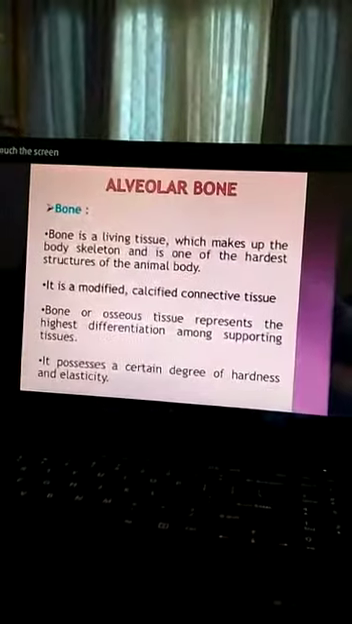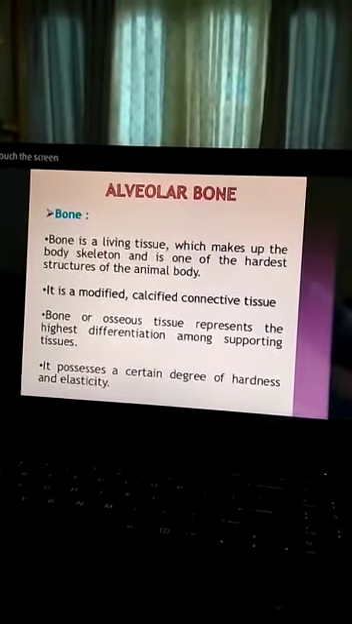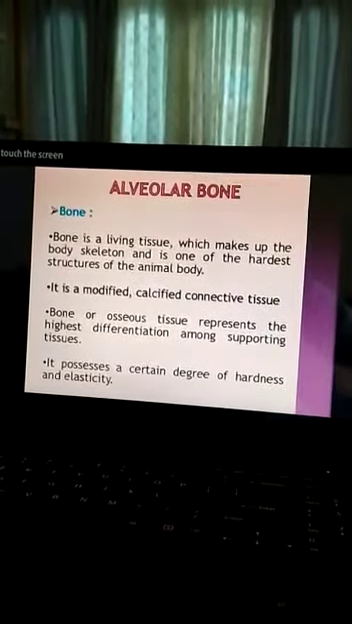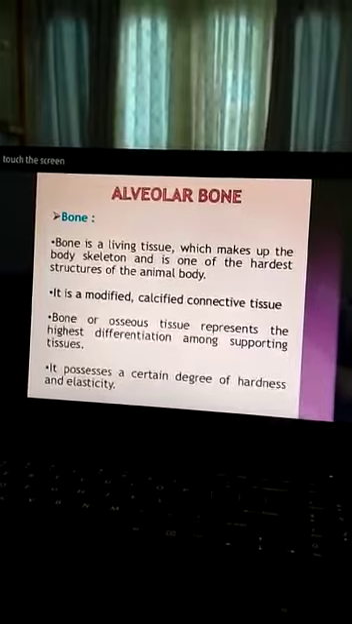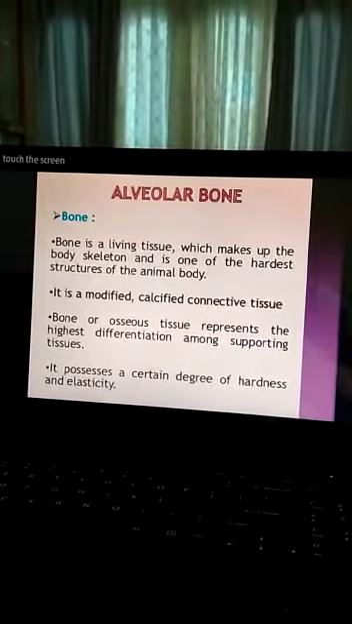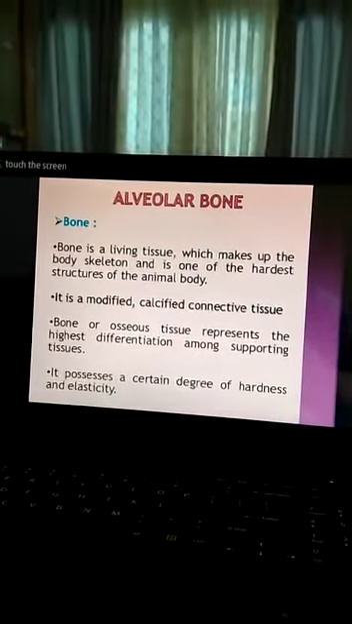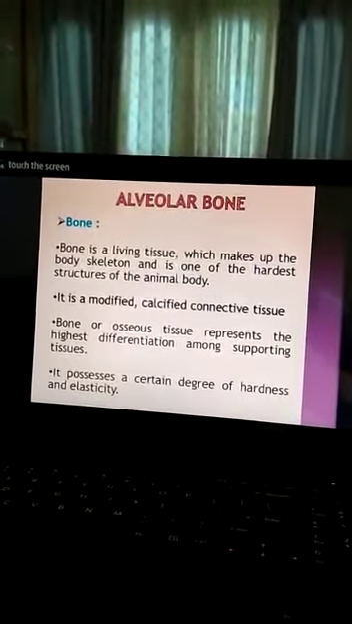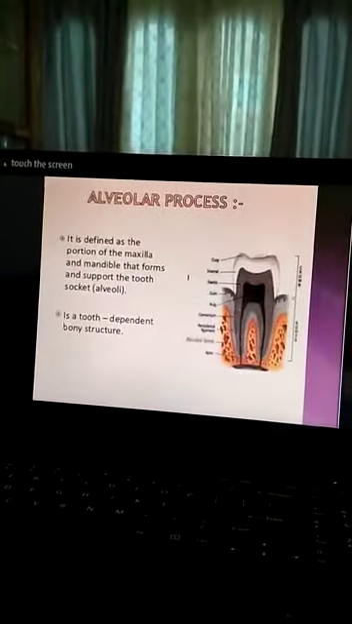Alveolar bone. First of all, we have to know what is bone. Bone is a living tissue which makes up the body skeleton and is one of the hardest structures of the animal body. It is modified calcified connective tissue. Bone represents the highest differentiation among supporting tissue. It possesses a certain degree of hardness and elasticity.